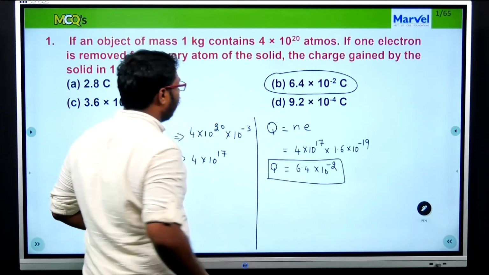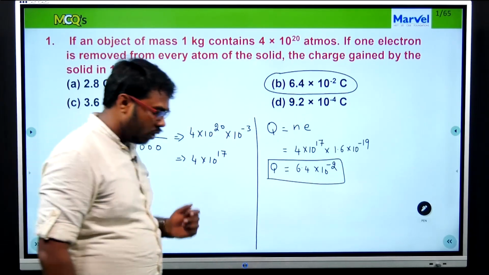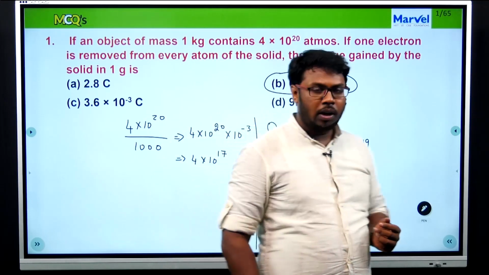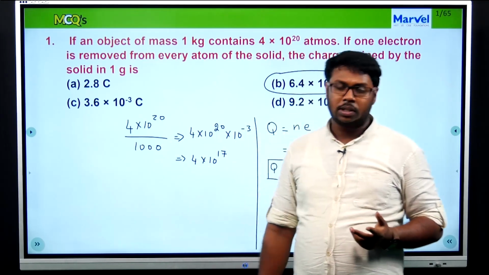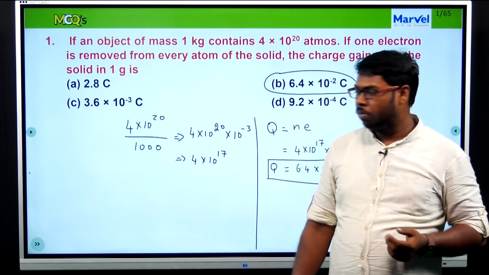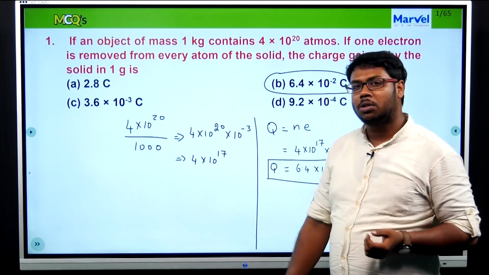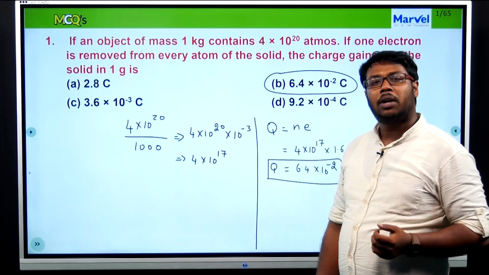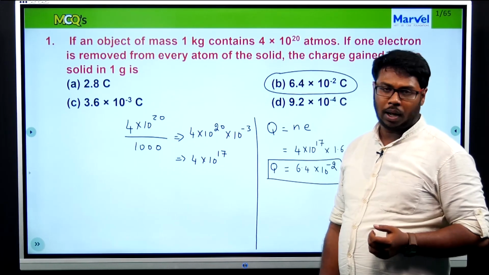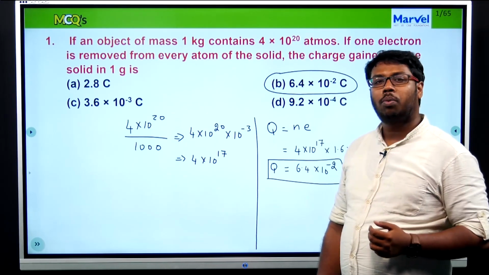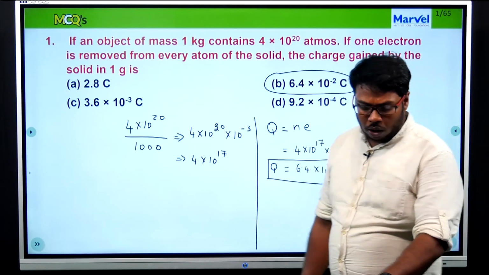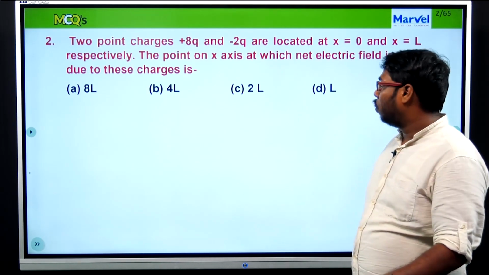See, we logically did this. First we found the number of atoms present in 1 gram. Since 1 electron is removed from each atom, I found the total number of electrons being removed and I multiplied it with the magnitude. Simple as it is. So this is how we solved this. Now we move to the second question.